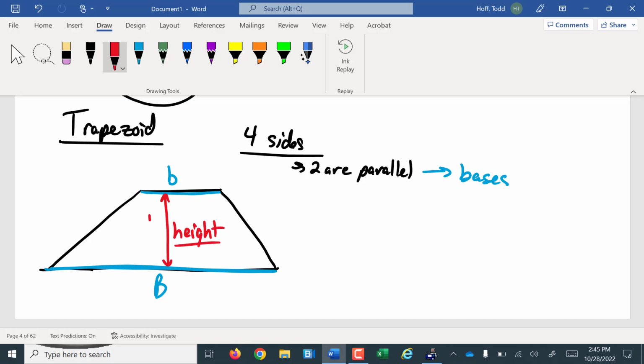Now, I'm going to label that with just an H, but I want to make a note here. This idea of a height being the distance between 2 bases is a common theme when we talk about geometry. We are used to height as being from the ground up or a vertical dimension. In geometry, it's not necessarily a vertical dimension. It is often, like we said here, the distance between 2 bases.